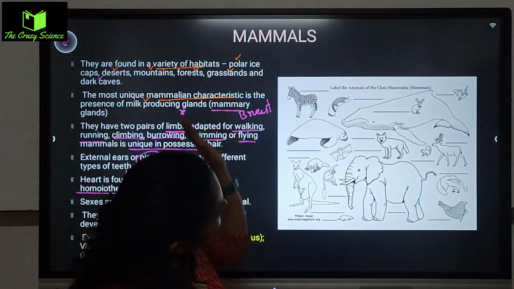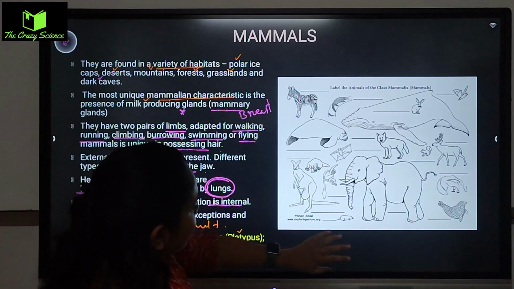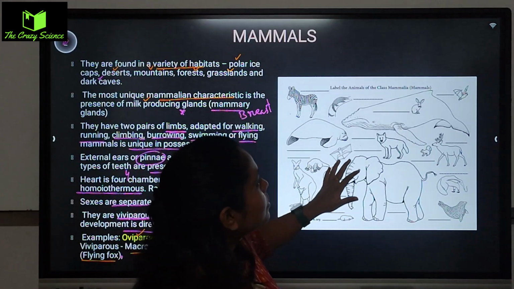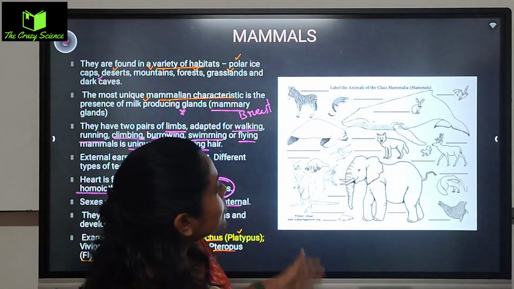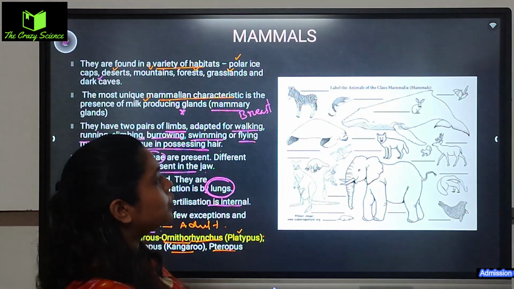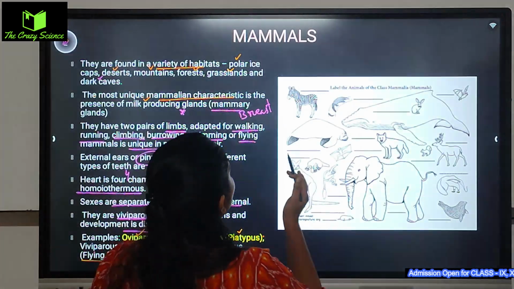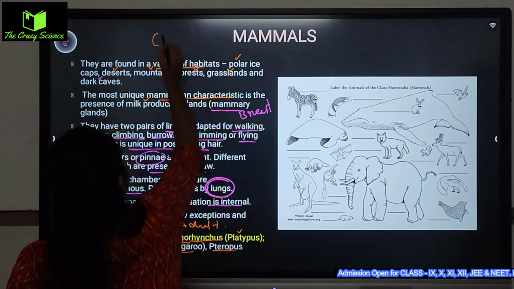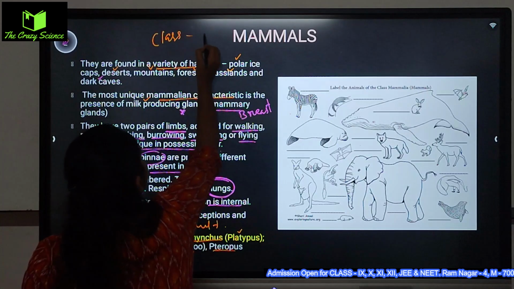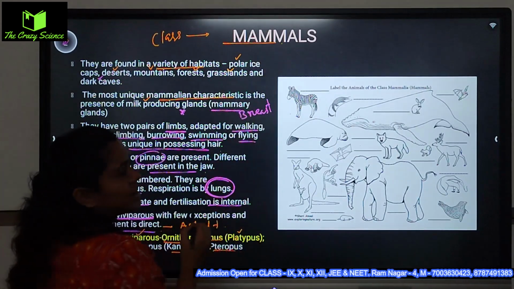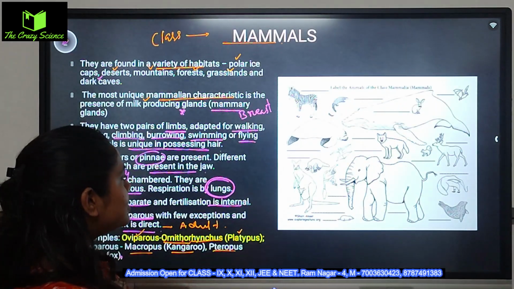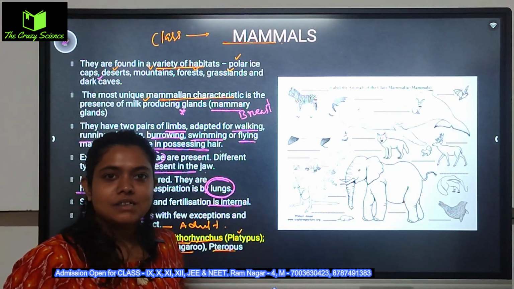You can see I have given all kinds of diagrams, from zebra onwards, every kind of animal I tried to put in. This is all about the mammals, the 4th class and the most advanced class in the animal kingdom. With this, I'm wrapping up today's class.